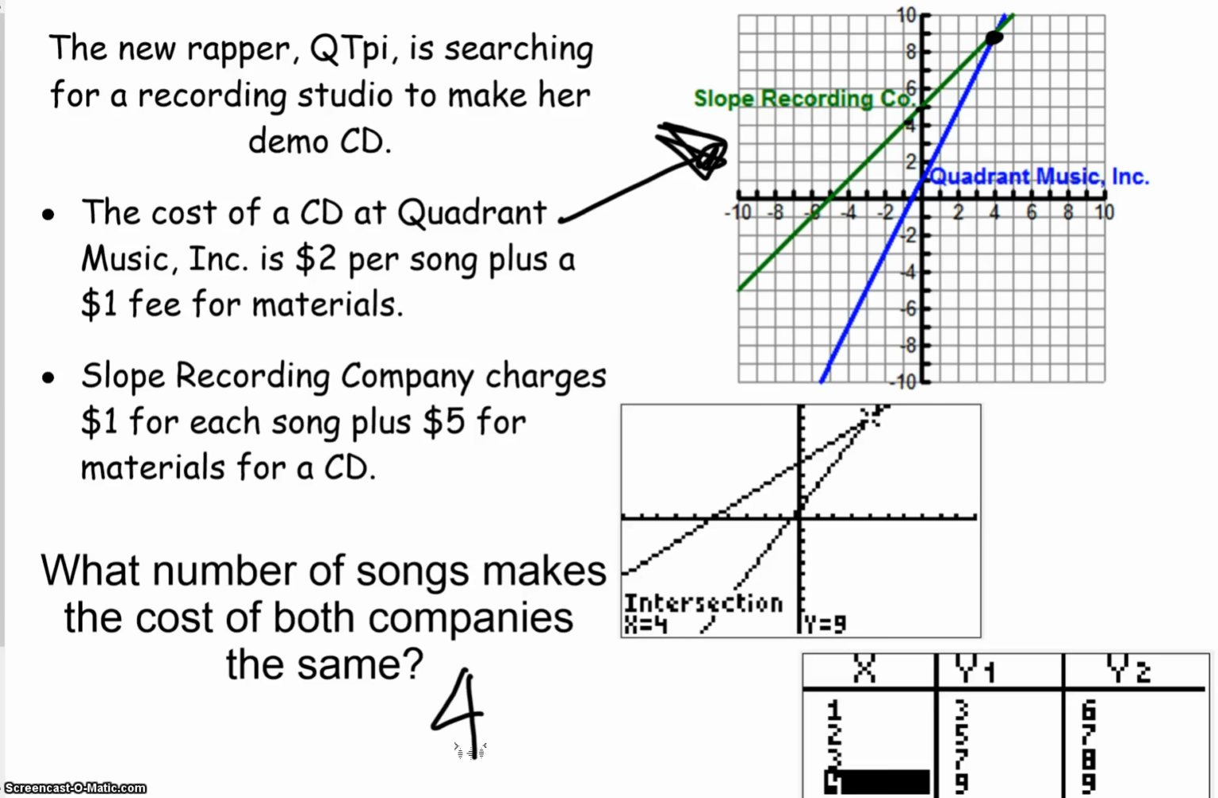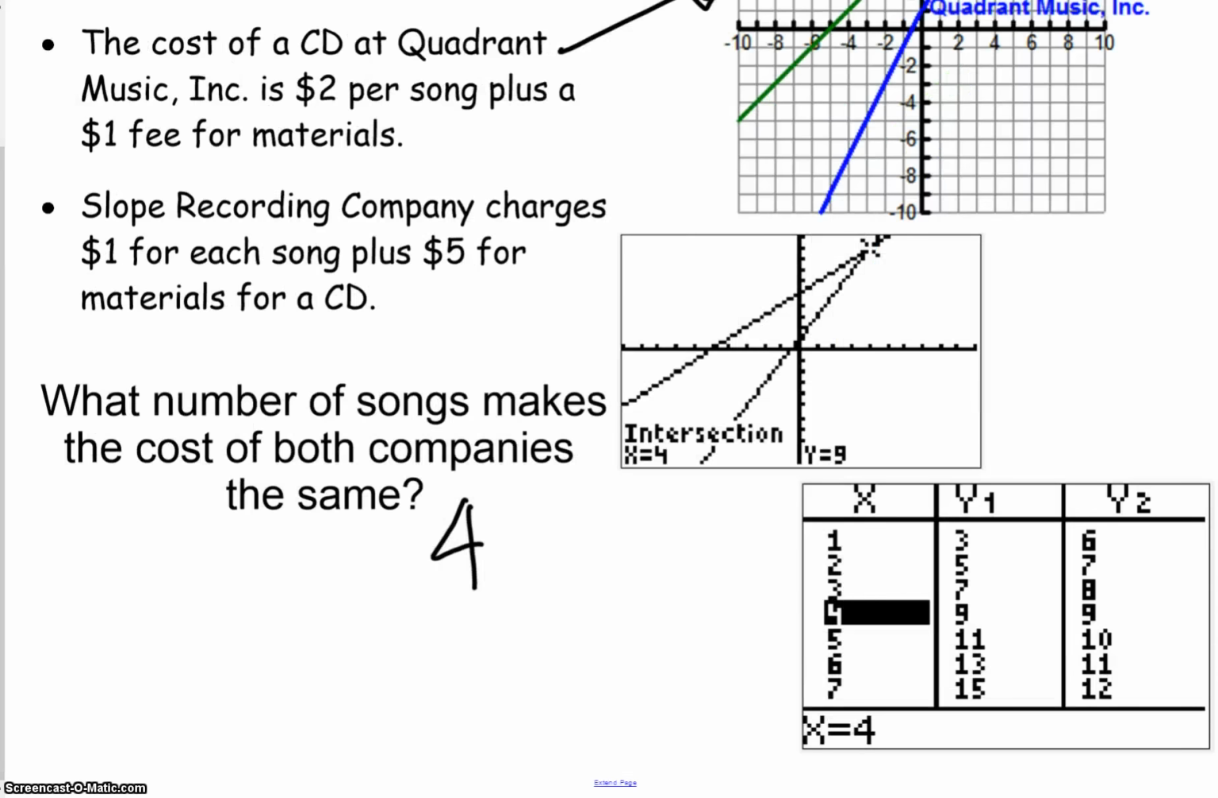So on number 3, it says if QTPI purchases 4 songs, the cost will be the same at both recording companies. And that should be those 2 blanks. Notice on your table, you'll notice that the cost is the same for 4 songs.